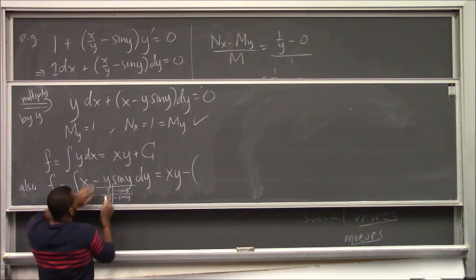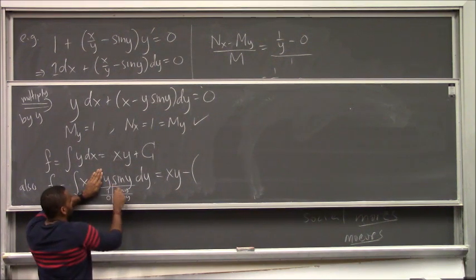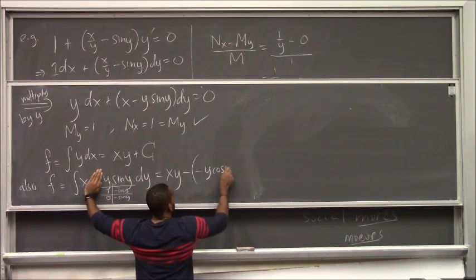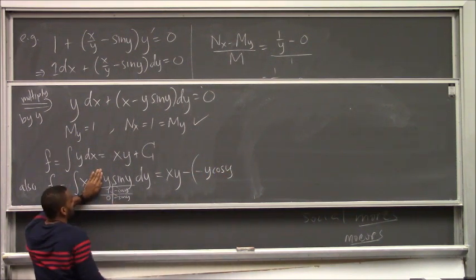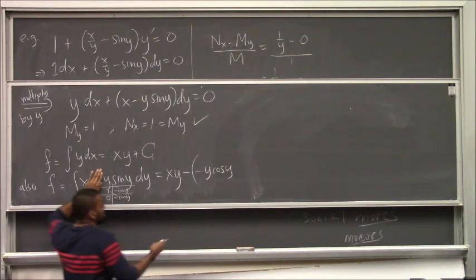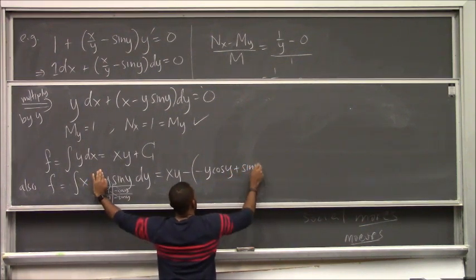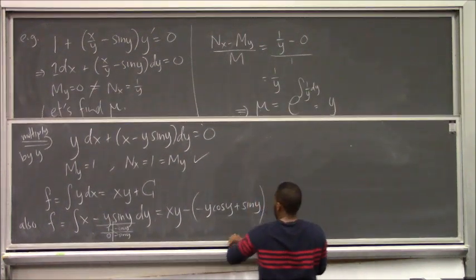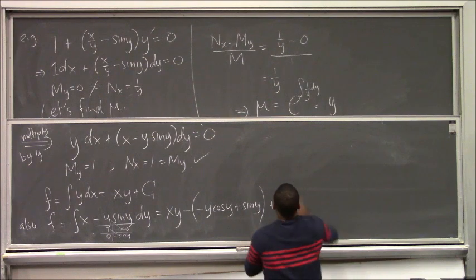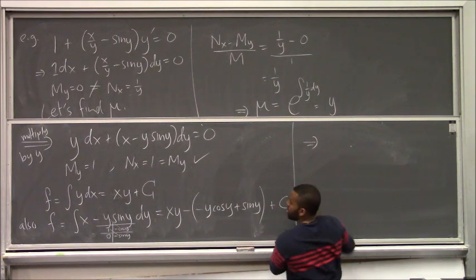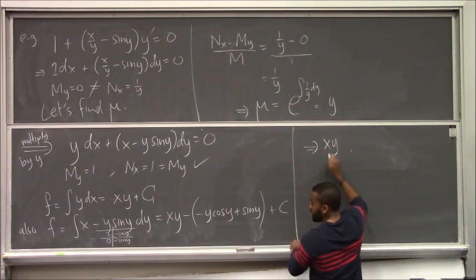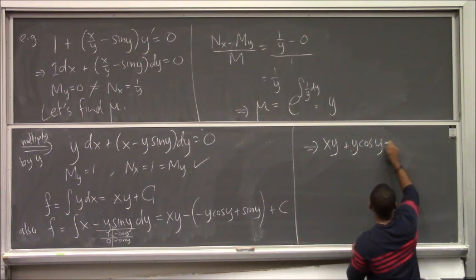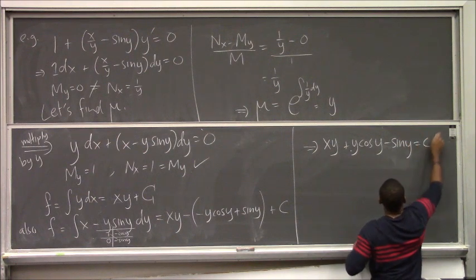So I'm ignoring this negative sign for now. This times that, so minus y cosine y. This times that is minus sine y, but I changed the sign, so plus sine y. And that's it, plus a constant. So this means that xy plus y cosine y minus sine y equals C is our solution.